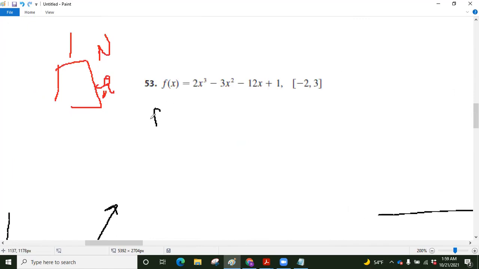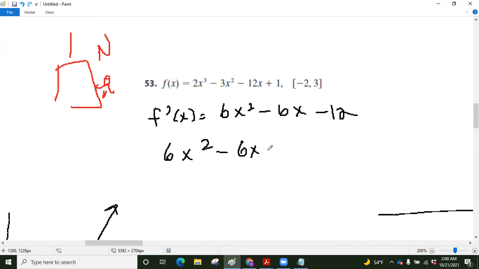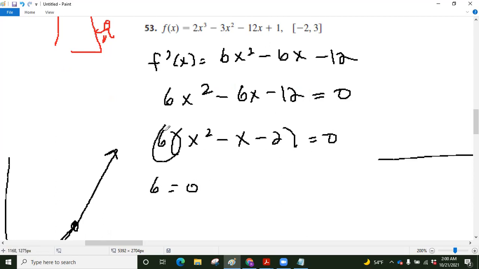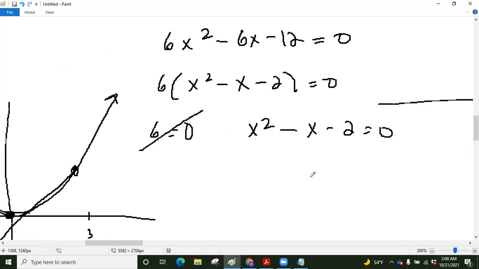So first, let's take the derivative. f prime of x is equal to 6x squared minus 6x minus 12. Then we want to set this equal to 0, so 6x squared minus 6x minus 12 equals 0. Then we can factor out a 6, so 6 times x squared minus x minus 2 equals 0. Now we use the zero product property again. 6 equals 0 is not possible, so we eliminate that. Now we just have x squared minus x minus 2 equal to 0.